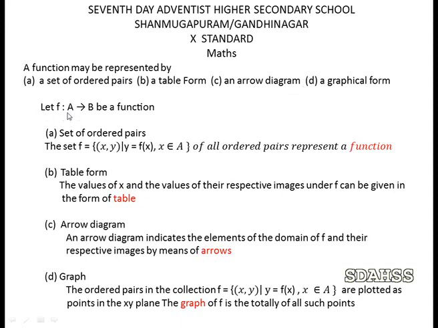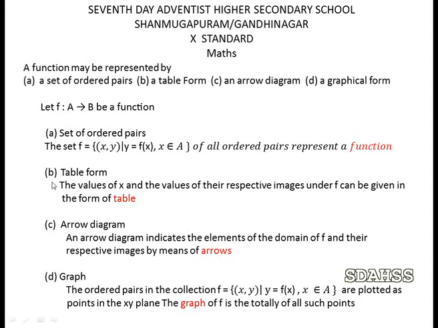Let f: A → B be a function. Set of ordered pairs: the set f equal to the set of all (x, y) such that y is equal to f(x), x belongs to A. The set of all ordered pairs represents a function.